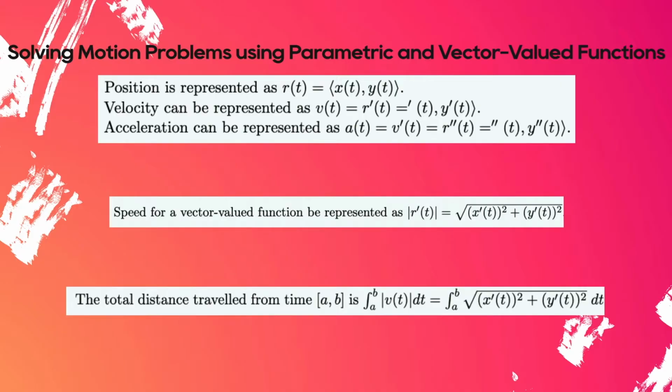You will also be asked to determine the speed of a vector-valued function, or even a parametric function. The speed is basically the absolute value of velocity, and it's represented as the square root of x prime of t squared plus y prime of t squared. So basically you differentiate your x and you differentiate your y separately with respect to time. After you differentiate both functions, you square them and then you square root that. The total distance traveled from time a to b can be found by integrating the speed, the expression for speed that I just showed you, with respect to time.